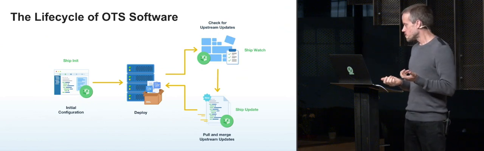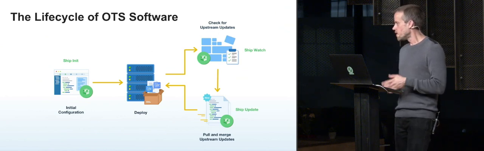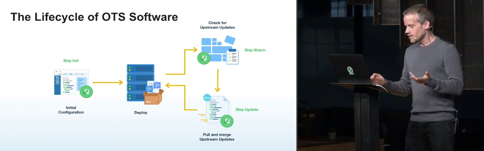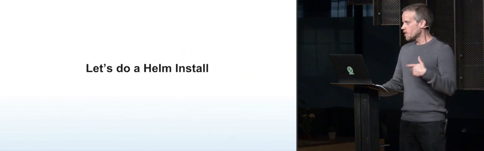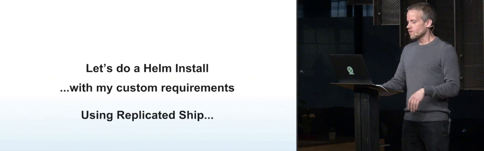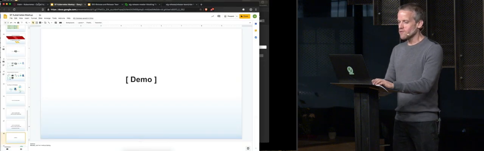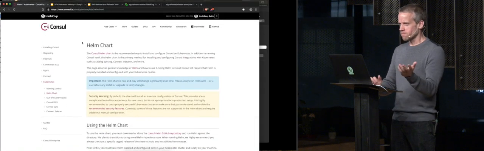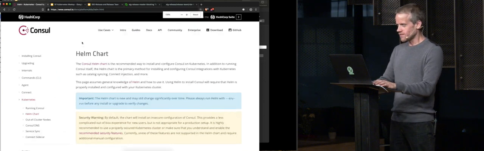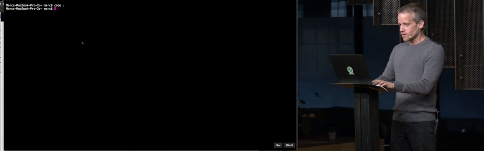Ship has 3 modes, 3 subcommands: ship init, ship watch, and ship update, that can be used in a CI process in order to do exactly that workflow. So I'm going to do a demo. I'm going to take a Helm install with some custom requirements using Ship. We'll see how that goes. I'm going to use Consul from HashiCorp. Are we familiar with Consul? Everybody familiar with Consul? Cool. I will use a large font.